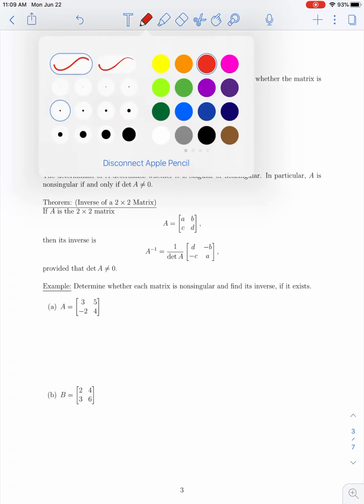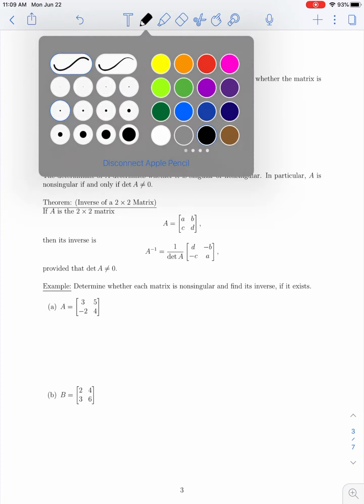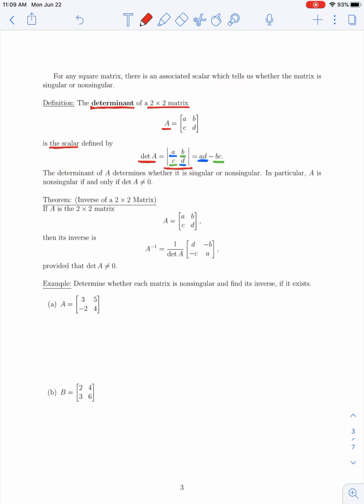And for 2 by 2 matrices, the determinant is defined as the product of the diagonal entries A times D minus the product of the off-diagonal entries B times C. So here, the determinant of a 2 by 2, again, is the product of the diagonals AD minus the product of the off-diagonals B times C. And it turns out that this determinant of the matrix A will determine or tell us whether that matrix is singular or non-singular.